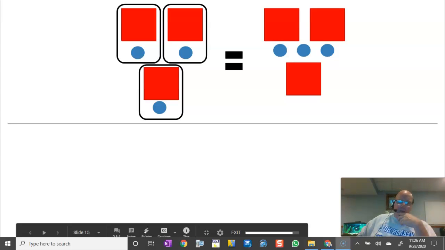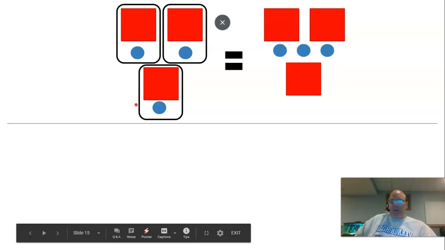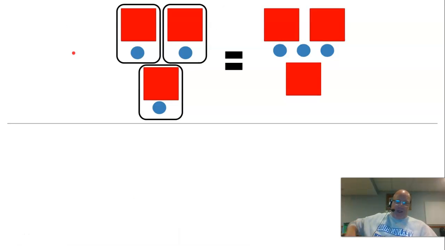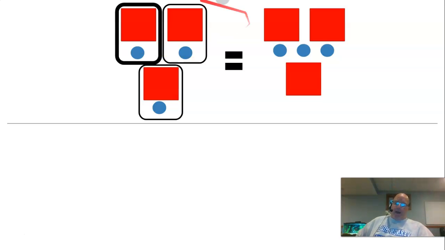So let's take a look at one more example, because something interesting is going to happen in this particular example. Same rules apply. There are a certain number of blue circles under each red box. We're going to let each red box be represented by X. So I have a black square around each of these, I got a black square around this situation, and that situation is manipulated 3 times, or multiplied by 3.